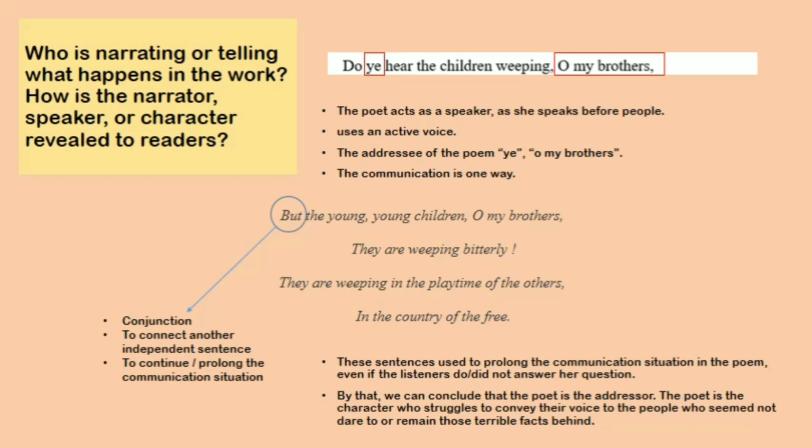Consequently, the addressee and addresser do not use any word, phrase, or sentence to question the appropriateness of the medium of their communication. This is here, starting with "but," which is a conjunction. It functions to connect another independent sentence and to continue or prolong the communication situation. And the poet is the character who struggles to convey their voice or someone's voice to the people who seem not to dare to, or just leave those terrible facts behind.